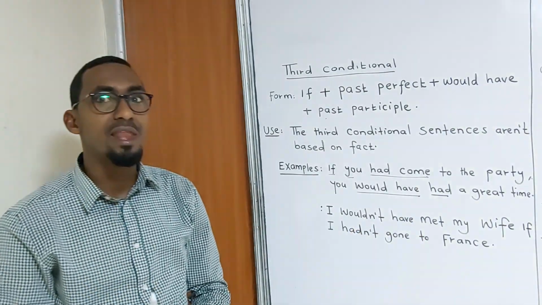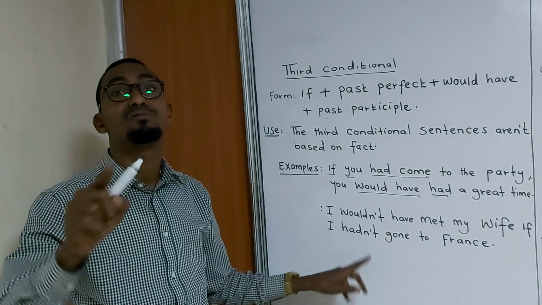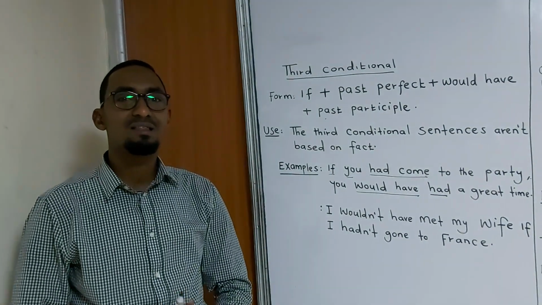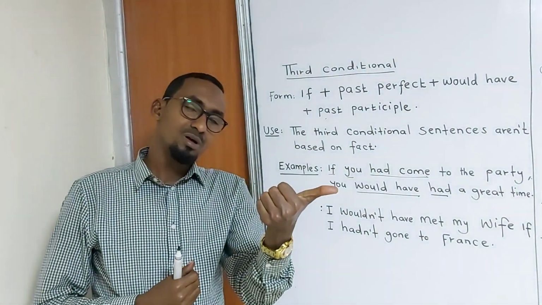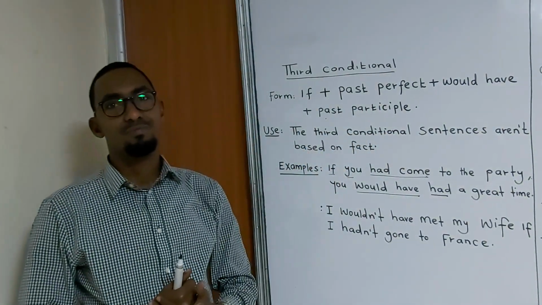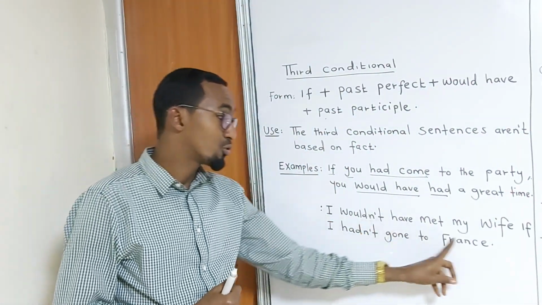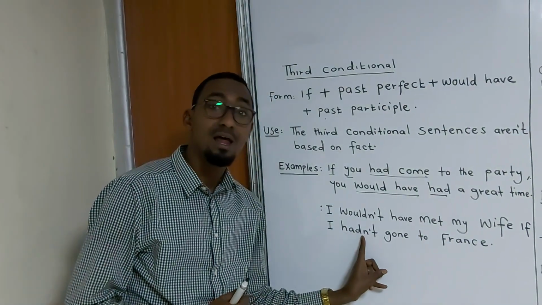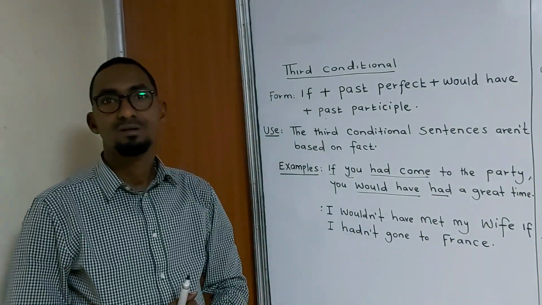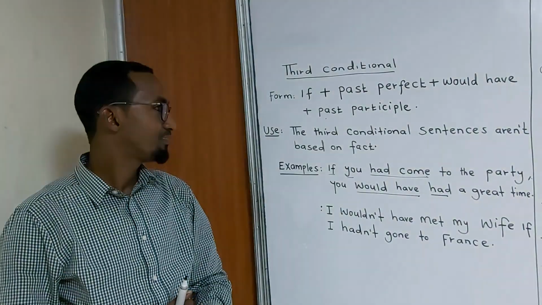Haskayga maan la kulmi lahayn haddii aan aadi lahayn France. That means that going to France and meeting the wife were connected. I wouldn't have met my wife. Xaaskayga lama kulmi lahayn haddii aan aadi lahayn France. That is the third conditional.